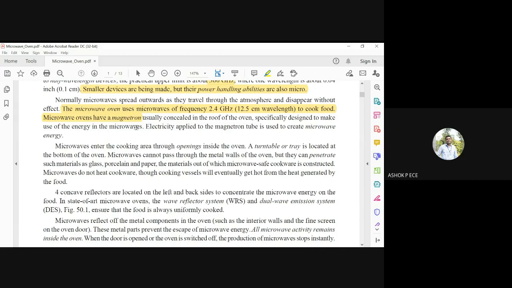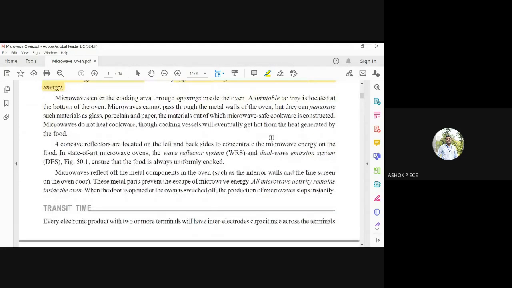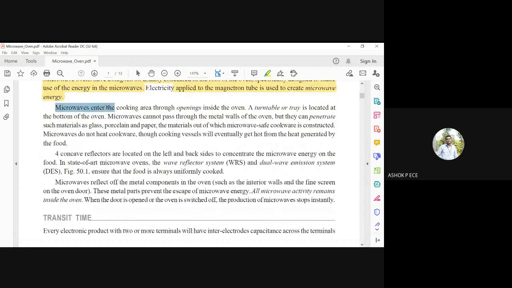Okay, so it is just like how you cook your food in an electric cooker. The same way there, you apply current, but here you are going to heat the food by microwave energy. And how is the microwave produced? From these devices called magnetrons. So you have, inside the microwave oven, the microwave entering the cooking area through the openings, and you have a tray above which you will have a vessel in which the food is cooked.